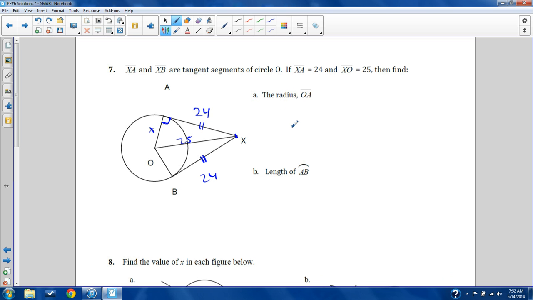Let's solve for it. No, actually, let's call it R because it's a radius. Let's say R squared plus 24 squared equals 25 squared. You can use the Pythagorean Theorem.